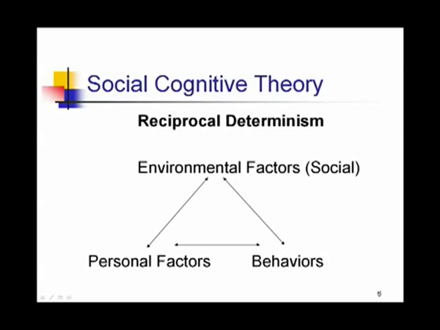Bandura's theory, the social cognitive theory, has 3 parts to it. There are environmental factors, personal factors, and then behaviors. And his idea is that environmental factors, which are the social part of his theory, are related to or interact with personal factors, which is the cognitive part of his theory. And both of those factors then lead to certain behaviors. So in essence, learning is all about environment interacting with the cognitive domain and then leading to certain behaviors. He called this interconnectedness reciprocal determinism.